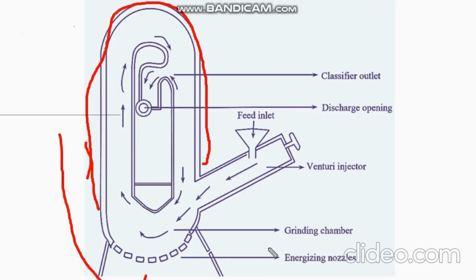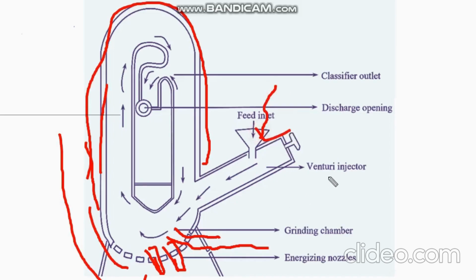air with a high energy is allowed to enter. There are some nozzles present here, which are called energizing nozzles, and this area is called the grinding chamber. The sample which is subjected to size reduction is introduced through the feed inlet.